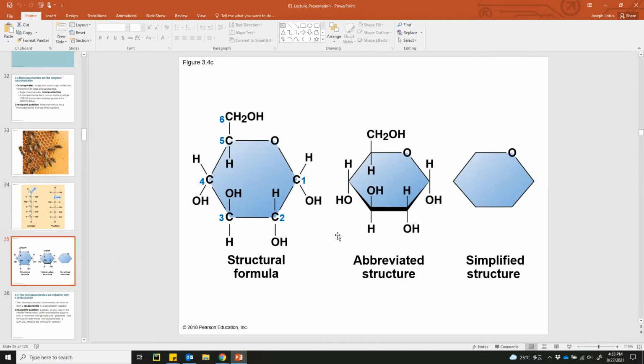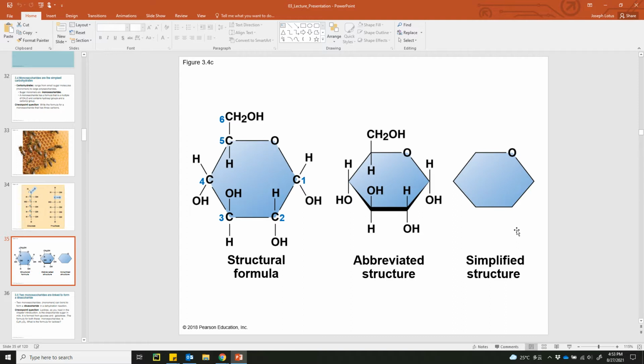In this diagram here, we can see a few different ways to draw cyclical molecules. If we use a structural formula, this means that we're actually showing all of the different atoms and what they're bonded to. An abbreviated structure is leaving out the carbons, and instead each of these corners here represent a carbon.